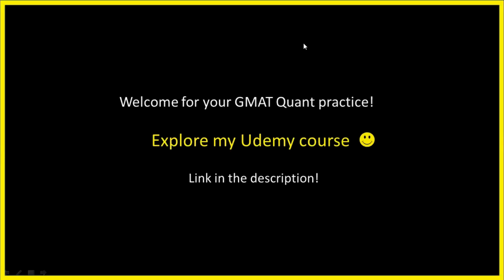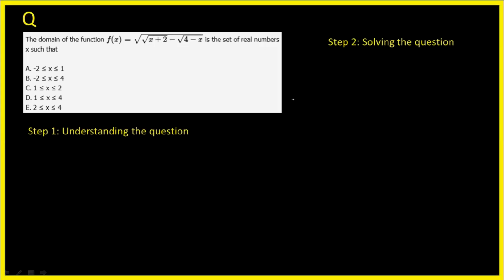Let's understand this question carefully. It says that the domain of the function f(x) is equal to the square root of the square root of x plus 2 minus the square root of 4 minus x, and is the set of real numbers x such that the options are given. So we just have to find out the range of x. What is the x value that lies between?